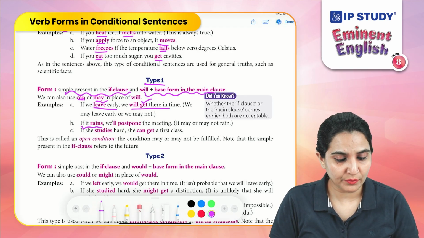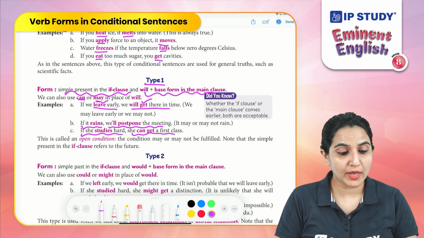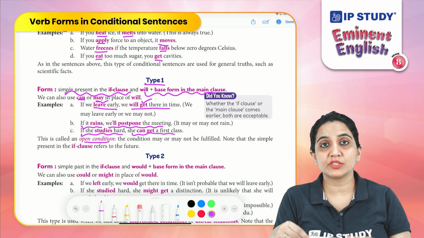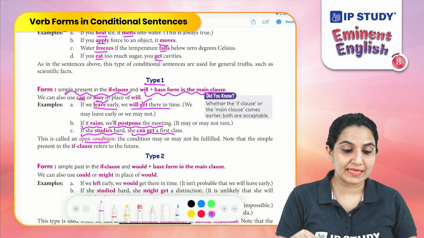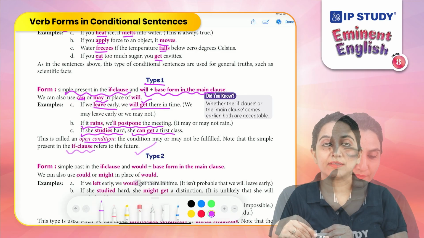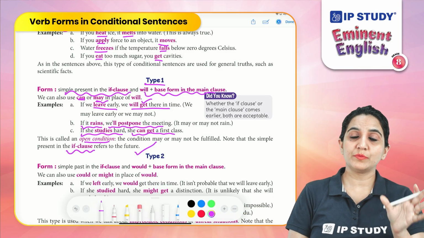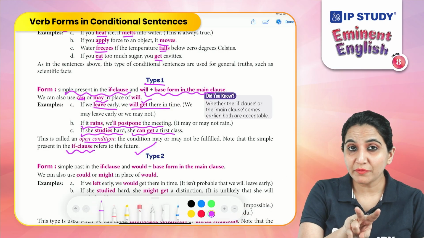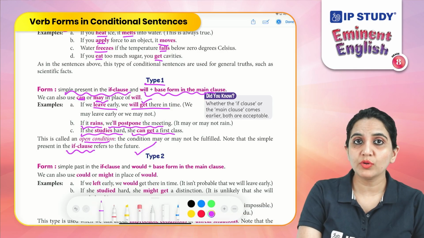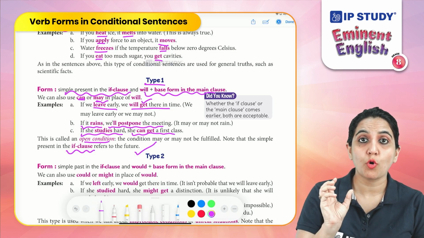If it rains, we'll postpone the meeting. If she studies hard, she can get a first class. This is called an open condition, the condition which may or may not be fulfilled. That means the simple present tense is in the if clause, but the main clause refers to the future, right? Although it is in simple present tense, it refers to the future. When you choose the verb, you will use both verbs in simple present tense. So, this is for an open condition.